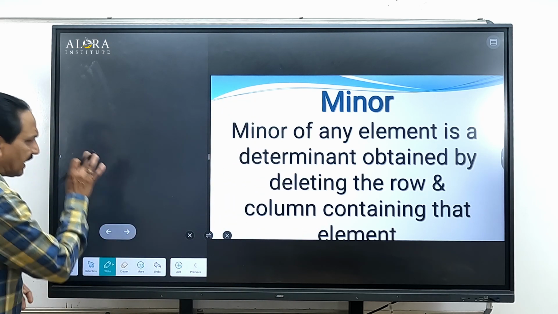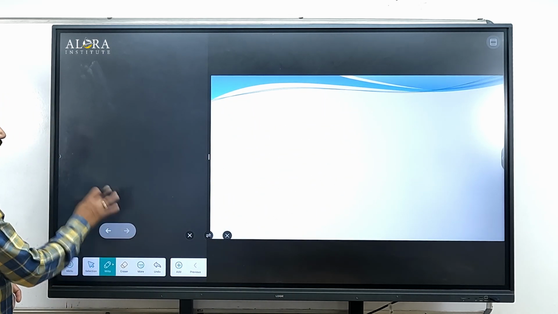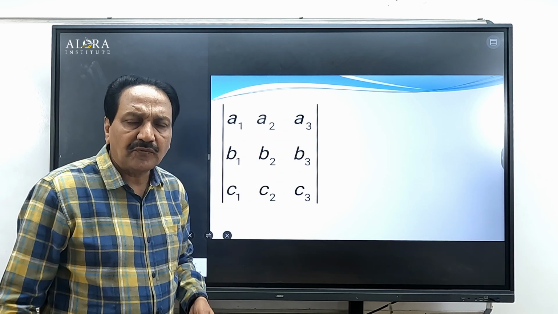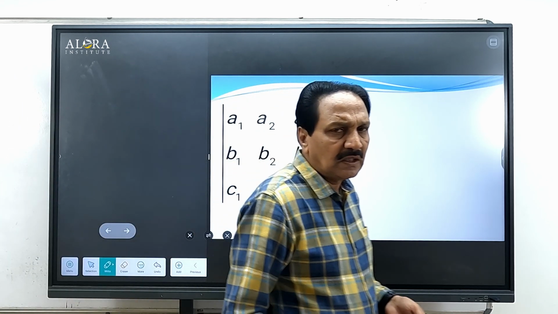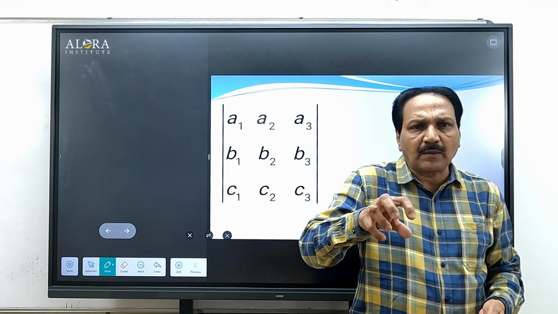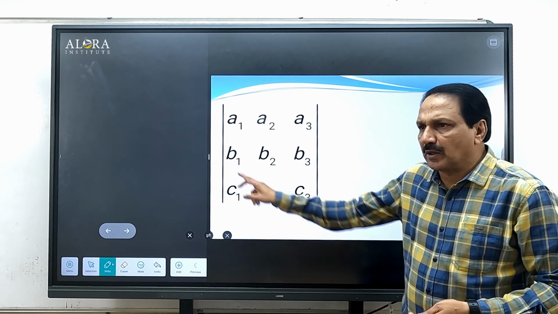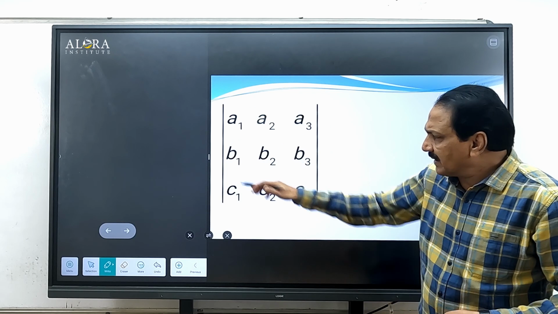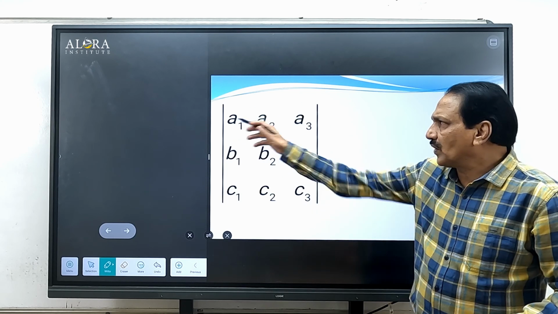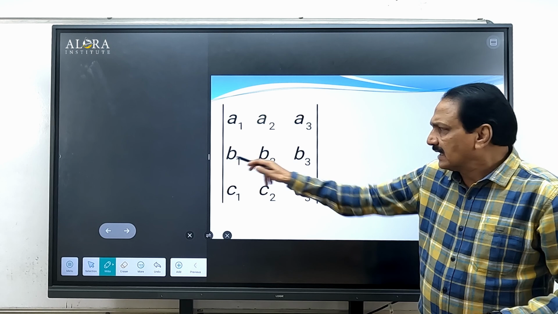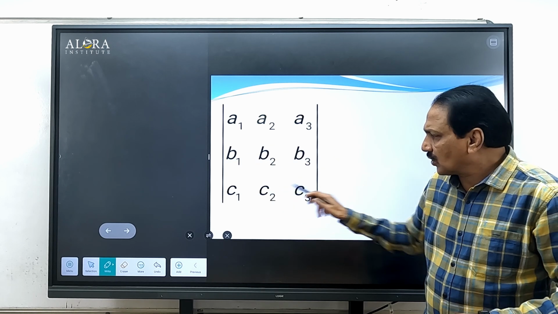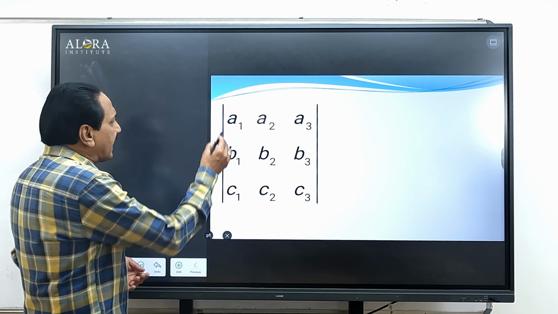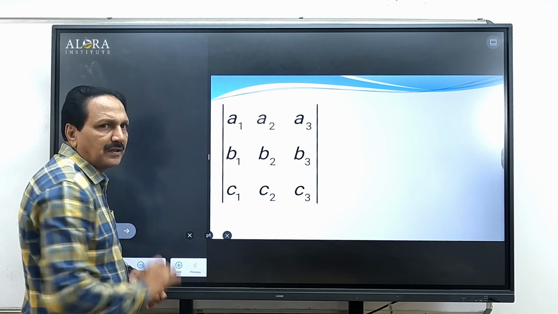Let's take a very simple example here. Look at this. This is a third order determinant which is written in the general manner. If it were a specific example, these elements would be numbers, numerical figures like 2, -1, 7. Now the elements are shown in the general form. First row elements A1, A2, A3. Second row B1, B2, B3. Third row C1, C2, C3. Fine then. Suppose you want to write the minor of A1.